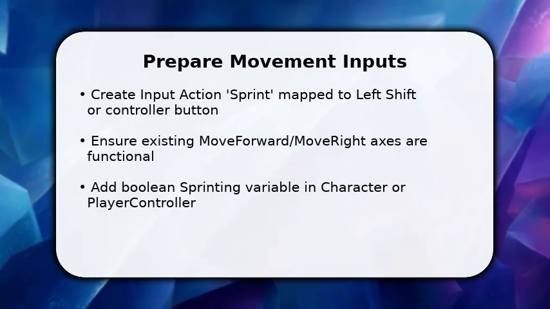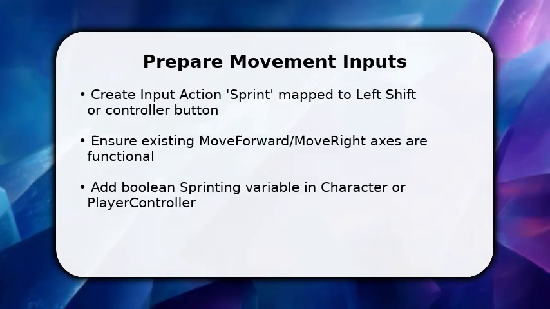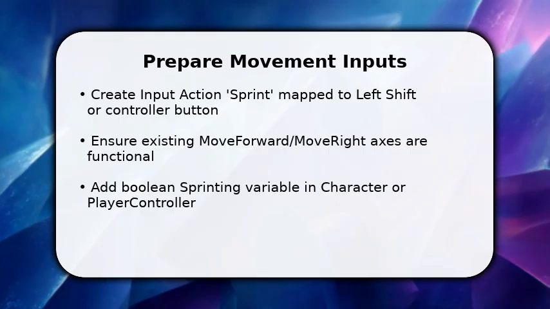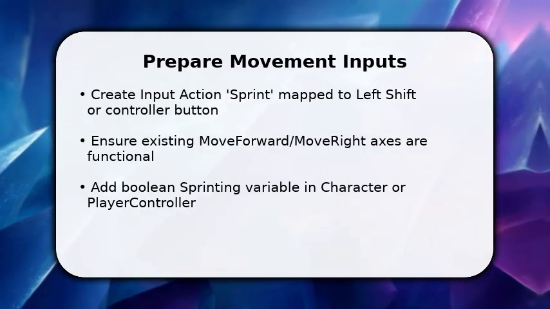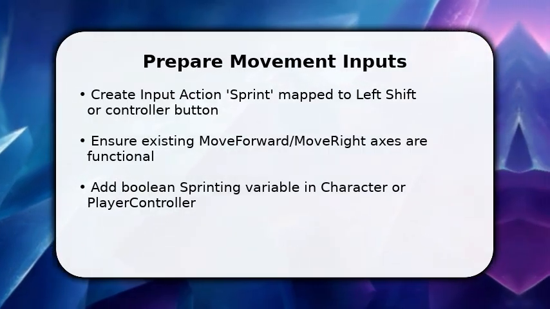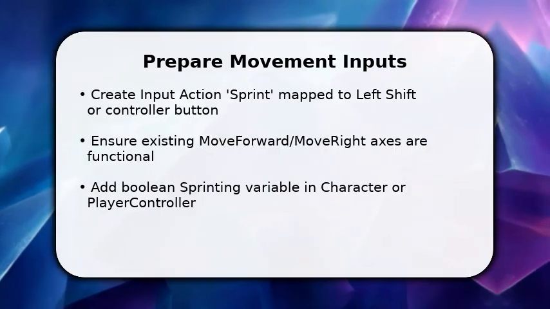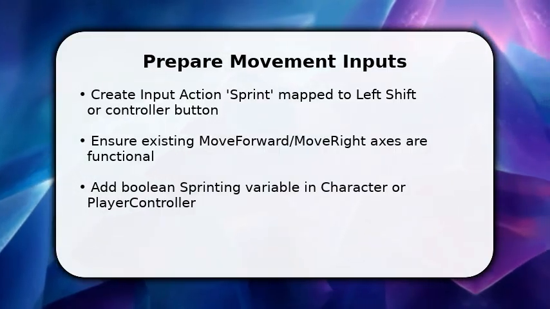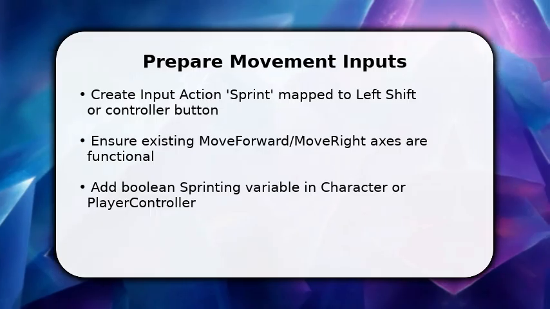Enjoy the video. You start by wiring input and state. Set up an input action called sprint bound to a key or button, because without it, you cannot toggle sprint. Then confirm your move forward and move right axes already drive velocity, so sprint multiplies existing motion.